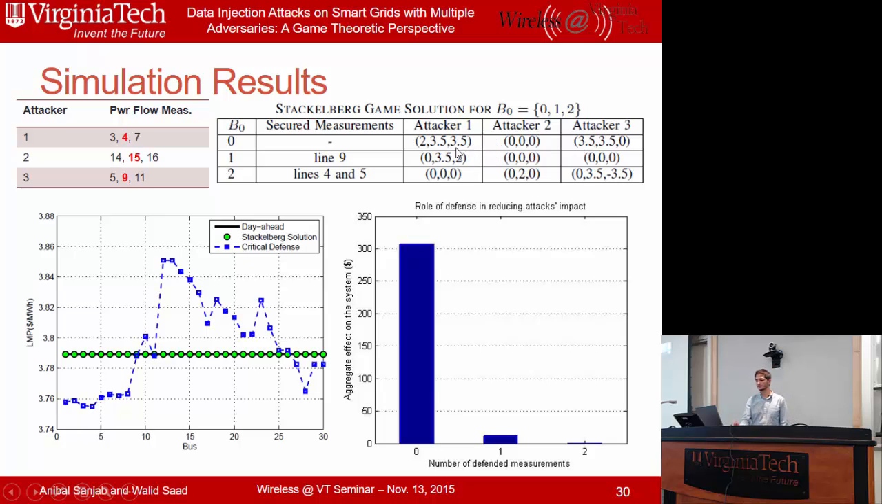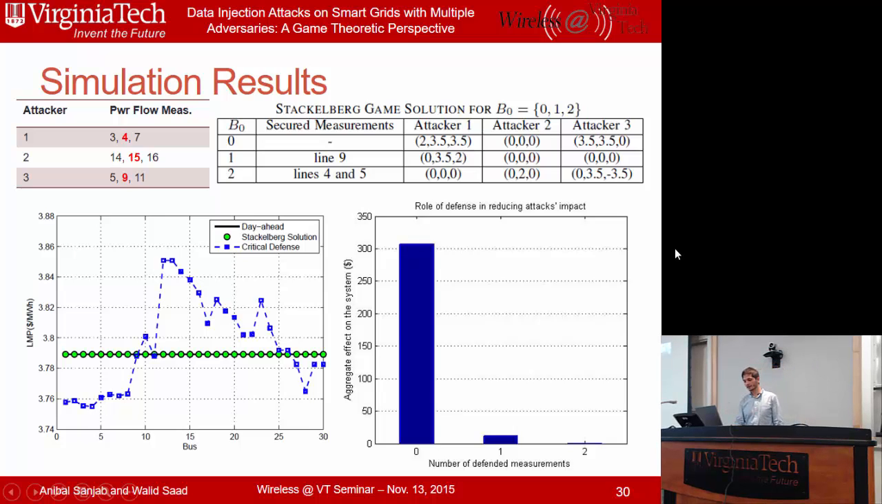Mainly these numbers say that attacker 1 chooses to increase the measurement over line 3 by 2 megawatts, and over line 4 by 3.5 megawatts, and over line 7 by 3.5 megawatts. Attacker 2 chooses not to carry out any attack. Attacker 3 chooses to increase the line flow over measurement 5 by 3.5 megawatts, and over measurement 9 by 3.5 megawatts as well, and not touching measurement 11 at all.